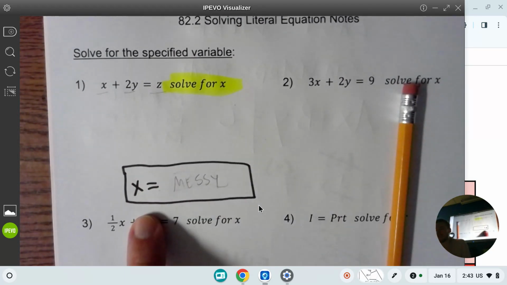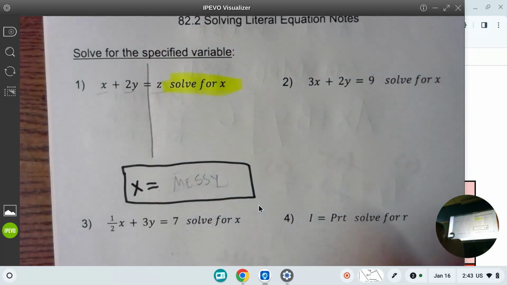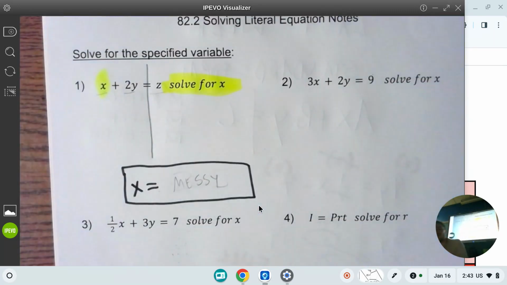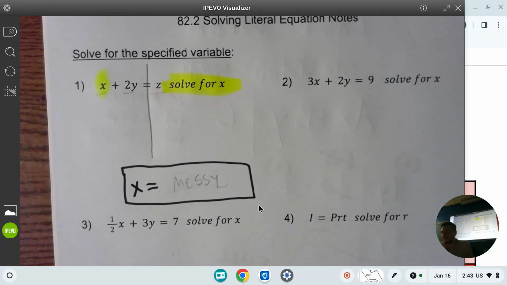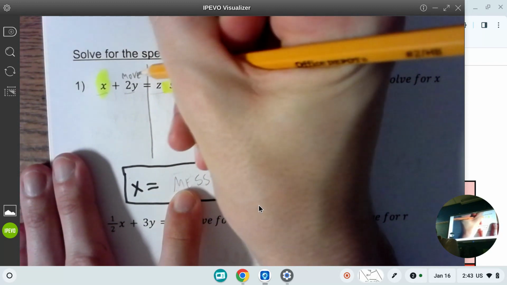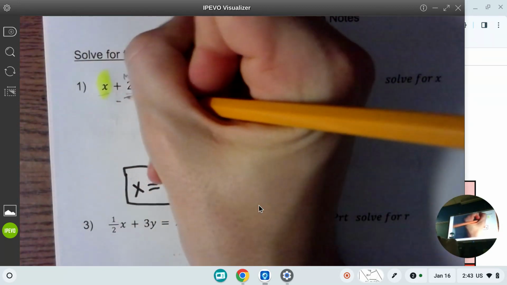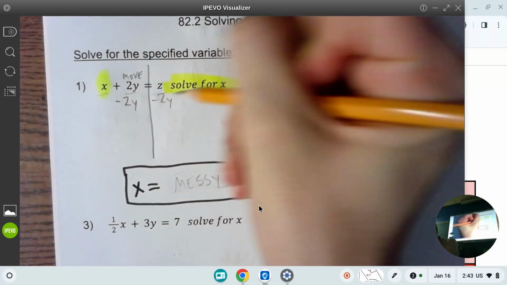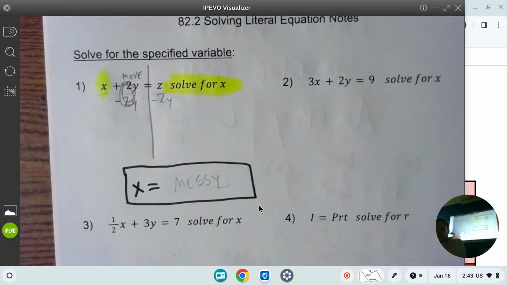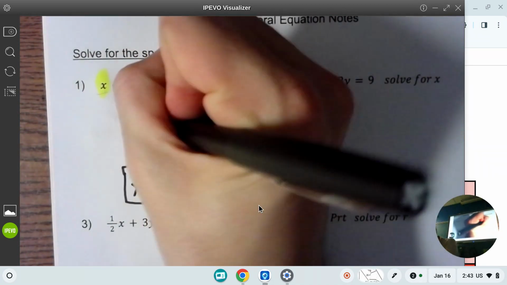All right, so this is actually a pretty simple thing to do. Here we go. The x is right here. All we need to do is get that x by itself. So what needs to move? The 2y, and not new material at all. How do we move the 2y? Minus 2y, so it moves over to the other side. It shows up as negative. We're going to have x equals.